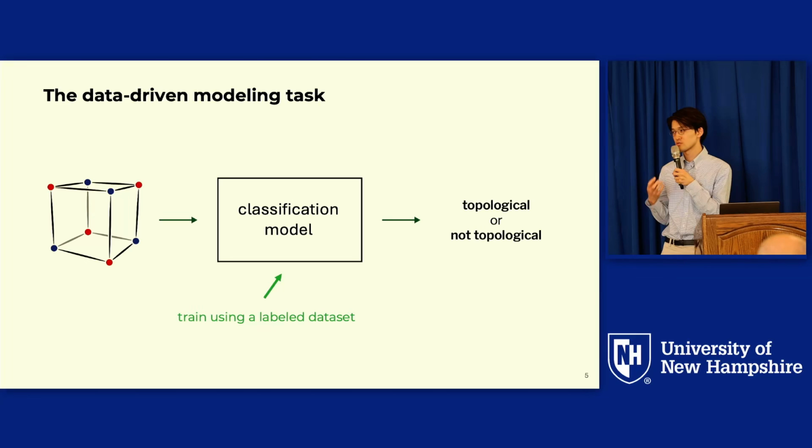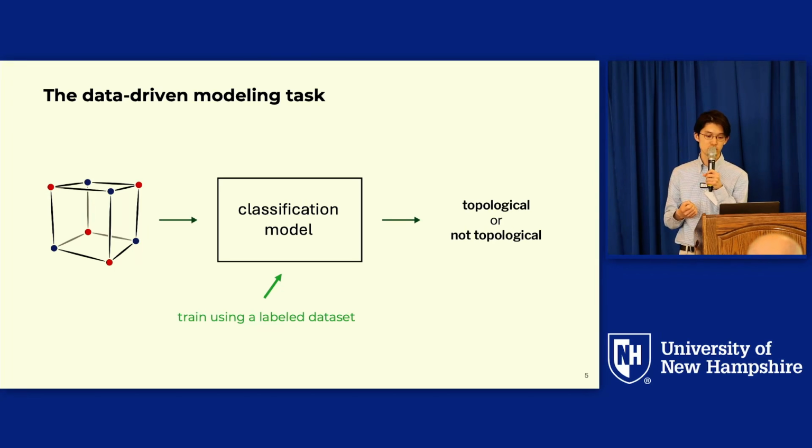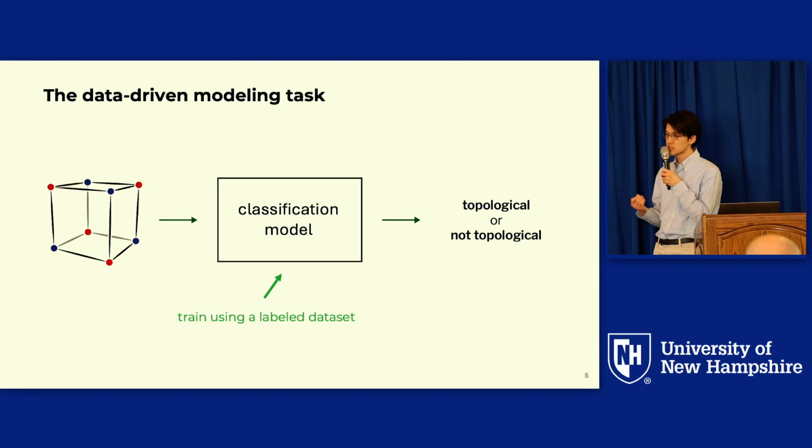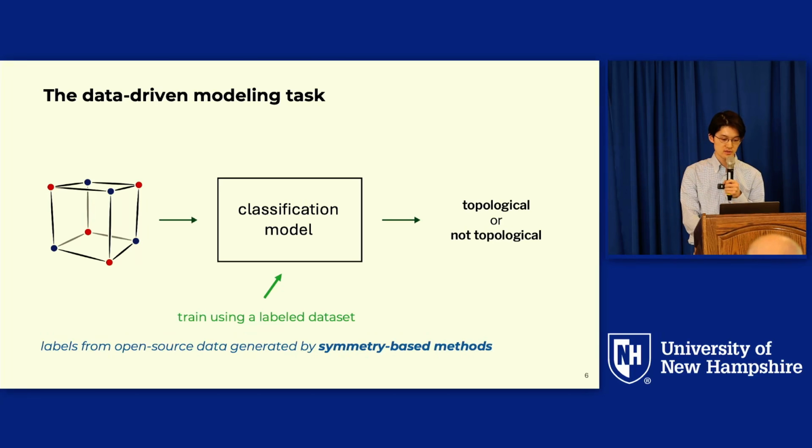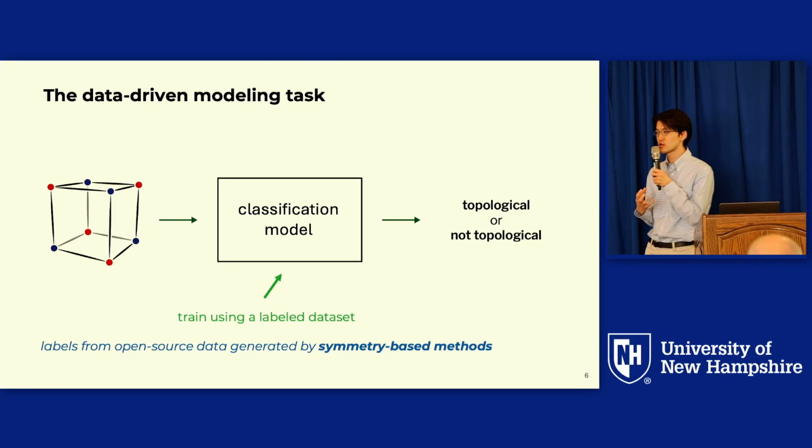Given a crystal, can we pass it through some classification model that will predict whether the material is topological or not topological? We can train this model using a labeled data set consisting of materials and their binary label, either yes topological or no not topological. I'll flag that these labels are coming from something known as symmetry-based methods. This will be important at a later point in the presentation, and I'll come back to this topic.